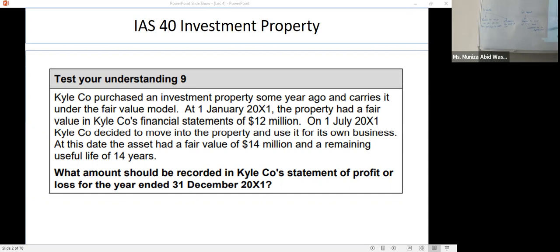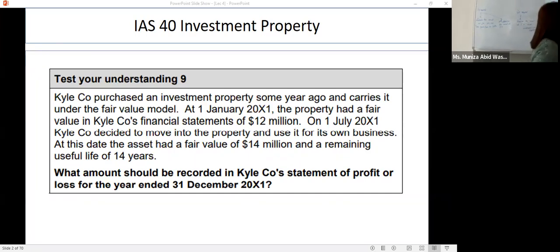So at the mid of the year, we can see that the fair value of that particular asset was $14 million and the remaining useful life is 14 years. What we are going to do, students, when we are shifting from IS 16 to IS 40 and under IS 40, fair value model has been used. That is the same case over here. Under IS 40, which model has been used? Fair value model has been used.